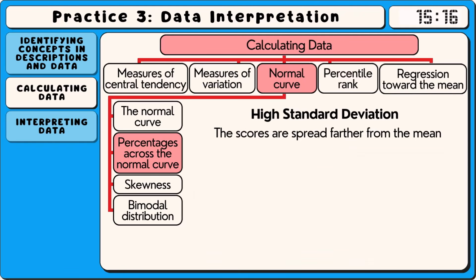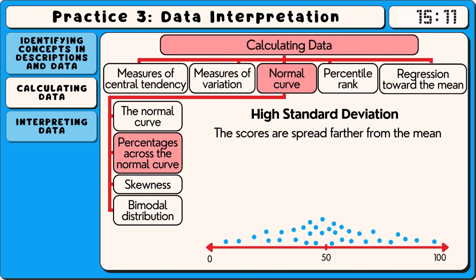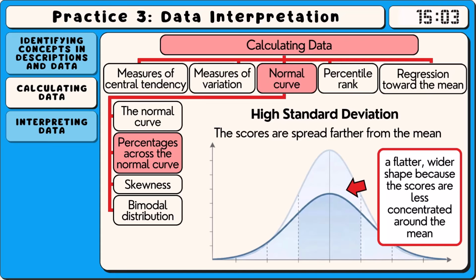By contrast, a high standard deviation means the scores are spread farther from the mean. Earlier, I depicted this as blue dots spread out across the axis, representing a wider dispersal of scores. On a bell curve, this produces a flatter, wider shape because the scores are less concentrated around the mean.